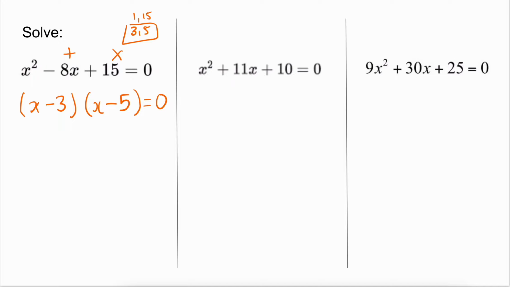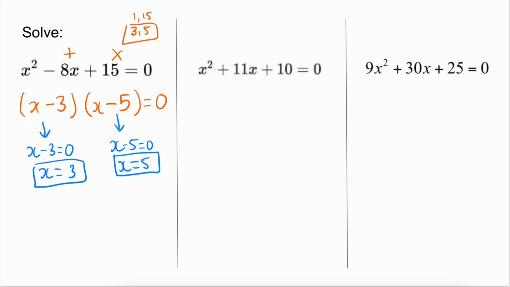So now that I've factorized it, I have essentially two numbers there. This number times by this number equals 0. So one of those numbers has to be 0. So either x minus 3 is equal to 0 or x minus 5 is equal to 0. So now I can just rearrange them. So I'm going to add 3 to both sides of this one. So x is equal to 3. And now I've solved it. And then the second one, I'm going to add 5 to both sides. So x is equal to 5. So my solutions to the quadratic are x is equal to 3 or x is equal to 5. I have two solutions.